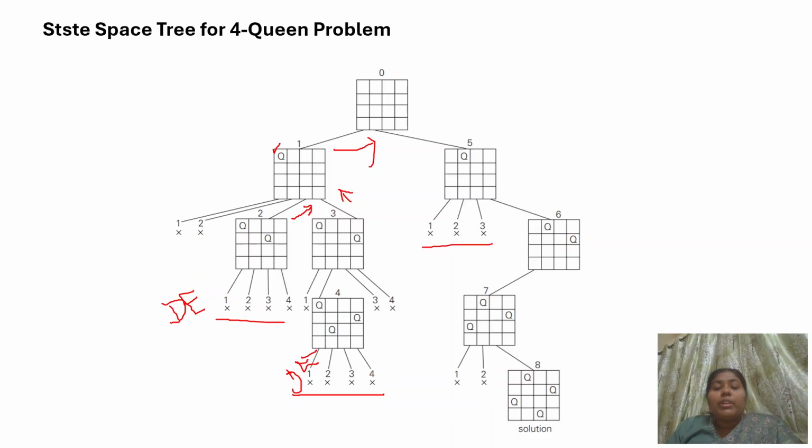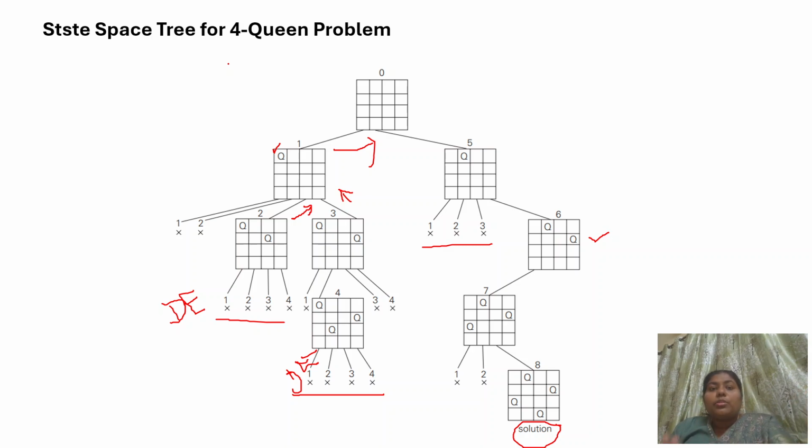So I'm not able to place the second queen on the first column of the second row, or the second column of the second row, or the third column of the second row. But I'm just able to place the queen on the fourth column of the second row. We are just expanding and I'm just getting a solution. So this is normally a state space tree of a four queens problem.